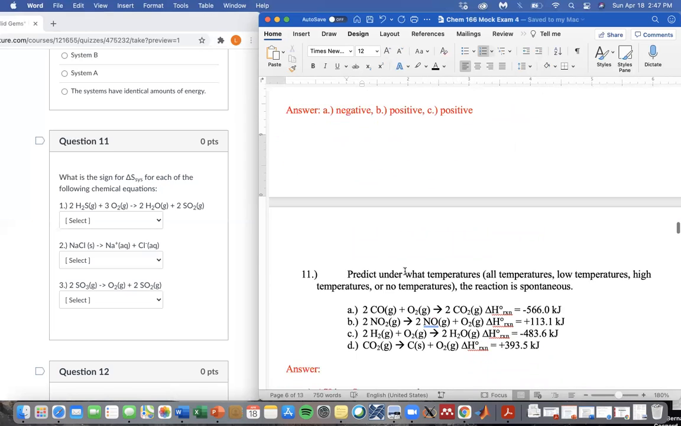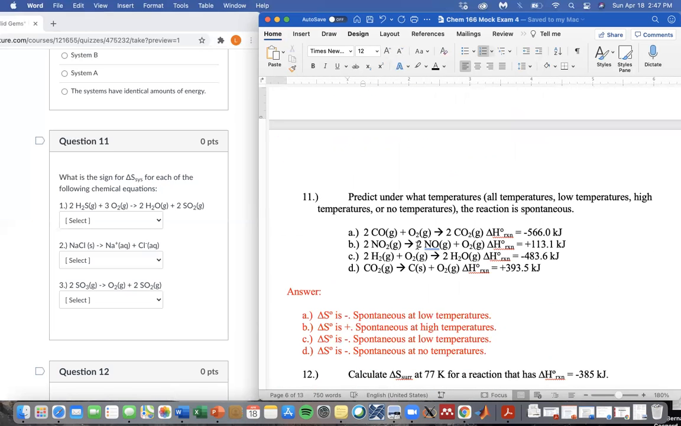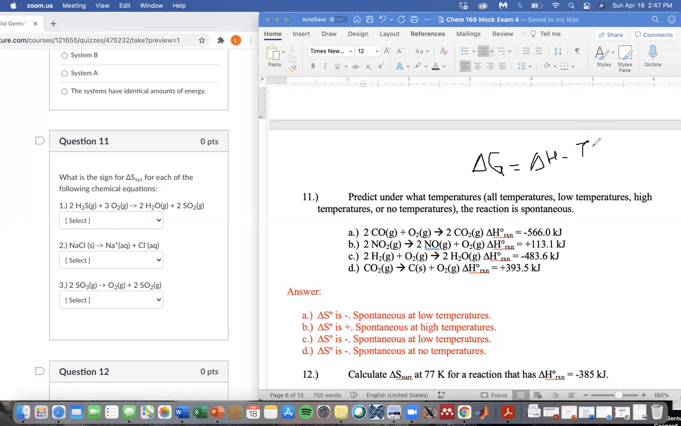Okay. So now I'll bring in not only the delta S here, but also the delta H. If you remember the equation, delta G equals delta H minus T delta S. Hopefully that equation looks familiar to you. That's really the equation that you're going to be using to determine at what temperature a reaction will be spontaneous.